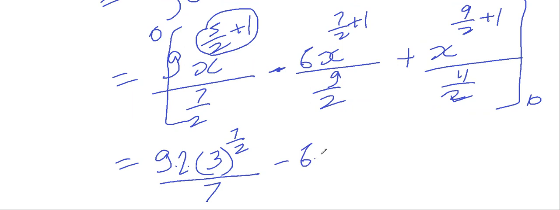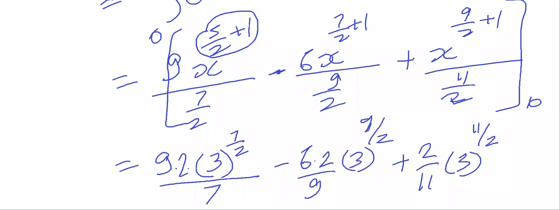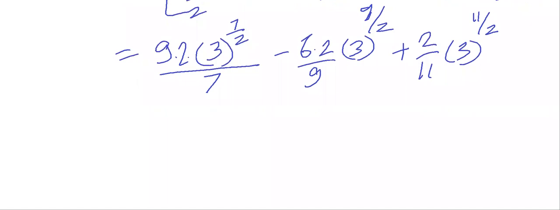Minus, let me write this 6, then 2 upon 9, and x is replaced by 3, to the power of 9 by 2. Then plus 2 by 11, with x replaced by 3, 3 to the power of 11 by 2. So this is your final answer. The minus terms for the lower limit you don't need to write, because the value of x there is 0. So this is your final answer.